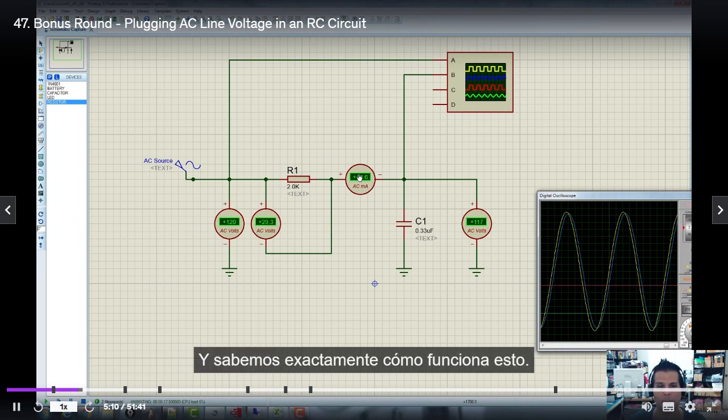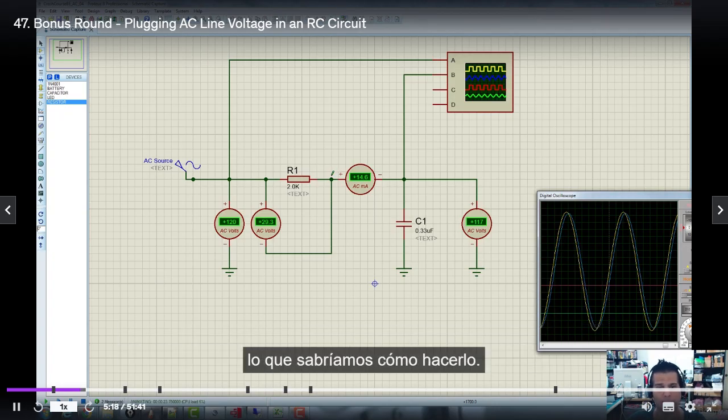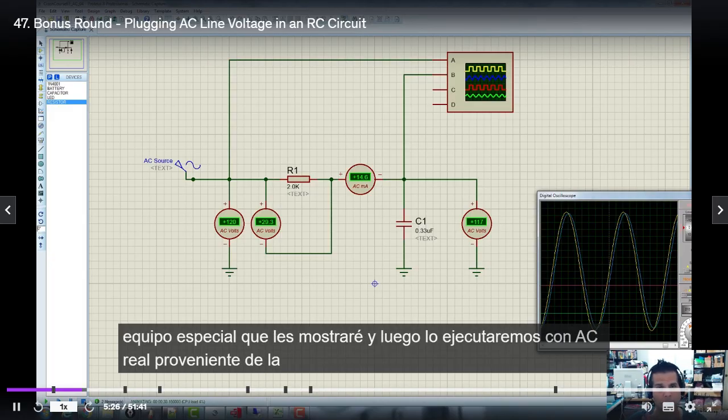And we know exactly how this works. We've been doing this exact thing. When we hook this up to the AC main lines, this is going to potentially be dangerous. So we want to see how to do that. Now, what we're going to do is we're going to build this on the bench, and then we're going to take it over to some special equipment, which I'm going to show you, and then we're going to run it with real AC coming from the wall.